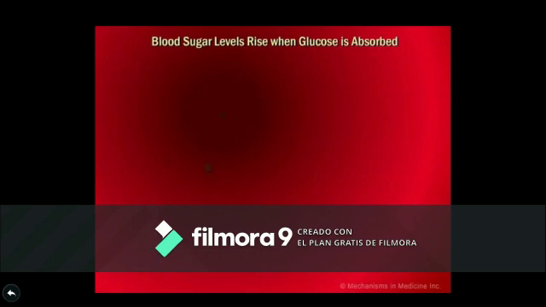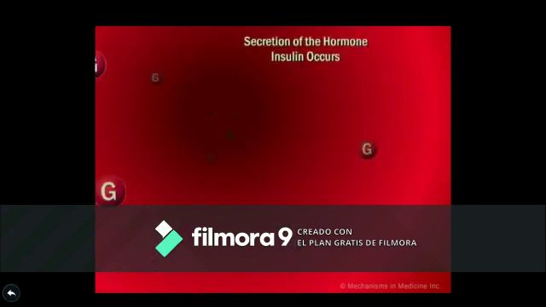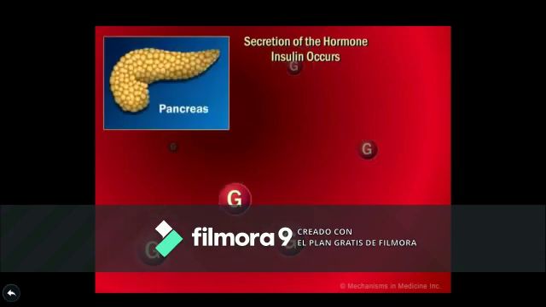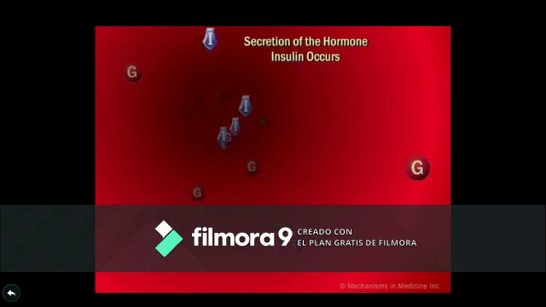Once absorbed into the bloodstream, glucose circulates, causing the blood sugar level to rise. An increased level of blood sugar sends a signal to the pancreatic beta cells, which respond by secreting the hormone insulin into the circulation.